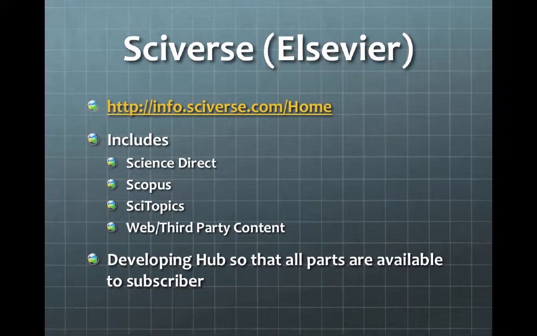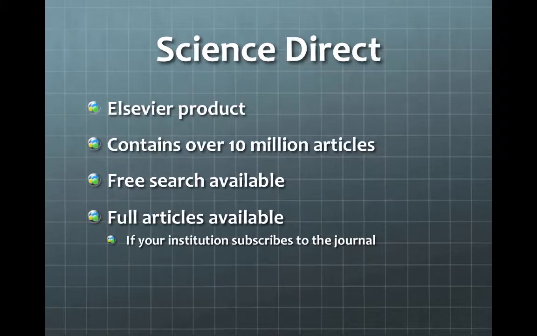Okay, we're going to first look at some of the products from Elsevier. And in particular, we're going to look at Science Direct briefly and Scopus also briefly, and not at the others, but I've given you a website where you can go and get some more information about the products that Elsevier has. Science Direct is a product that probably most universities subscribe to.